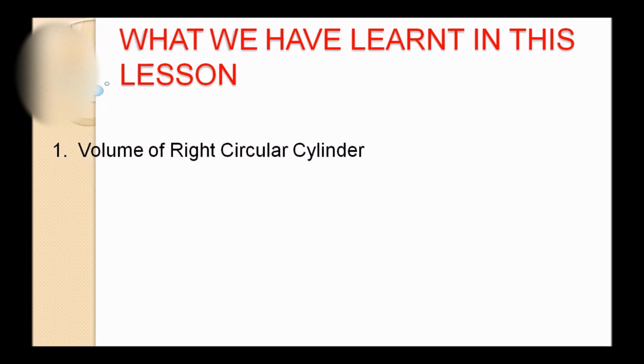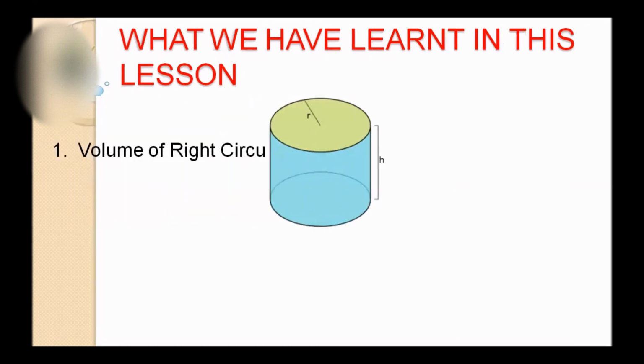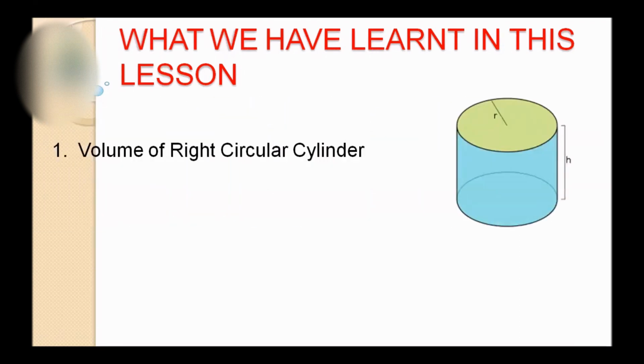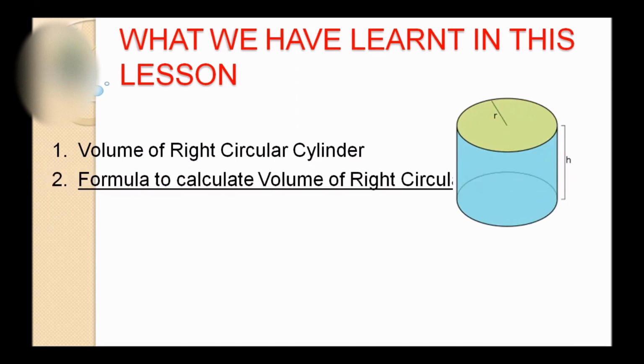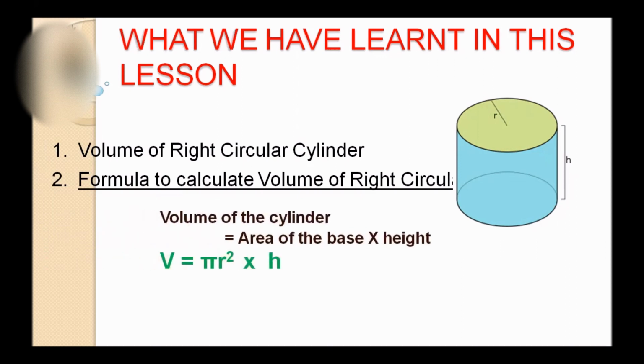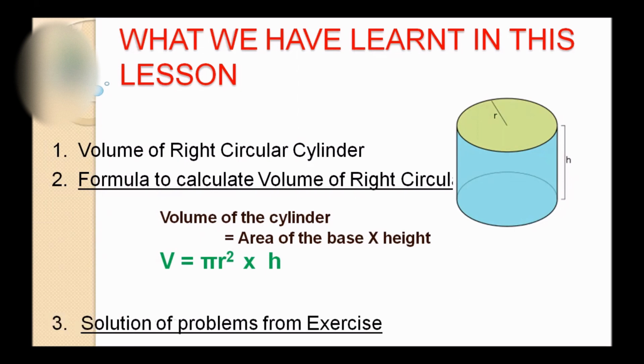Dear students, let us see what we have learned in this lesson today. First, we learned volume of right circular cylinder. Volume is the capacity or space in right circular cylinder. Then we learned one formula to calculate volume of right circular cylinder. Volume of cylinder is equal to area of base multiplied by height, or volume is equal to pi r square into h. And third, we solved some questions from the exercise by using this formula.